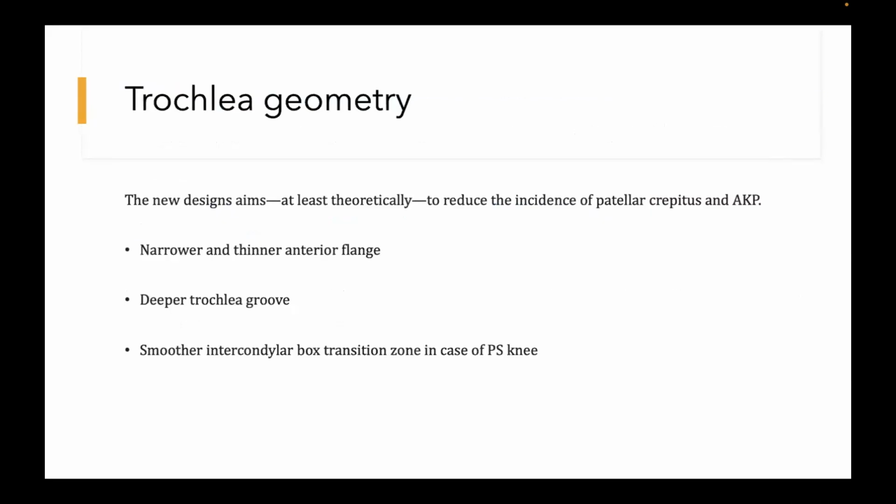So now let's discuss about the trochlear geometry. In the 1970s, most TKAs utilized femoral component with a symmetrical patellar groove. But over time, use of laterally oriented asymmetrical patellar grooves became common, and the new designs have narrower and thinner anterior flange. They have a deeper trochlear groove. They're smoother. In case of PSNE, they have smoother intercondylar box transition zone. So these new designs aim to reduce the incidence of patellar crepitus and anterior knee pain.